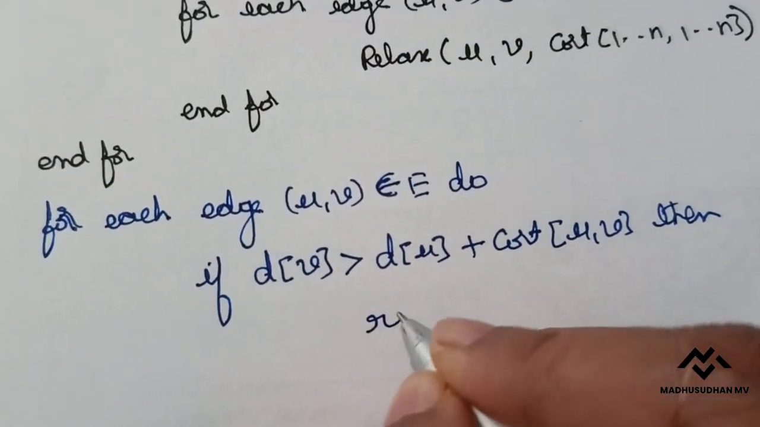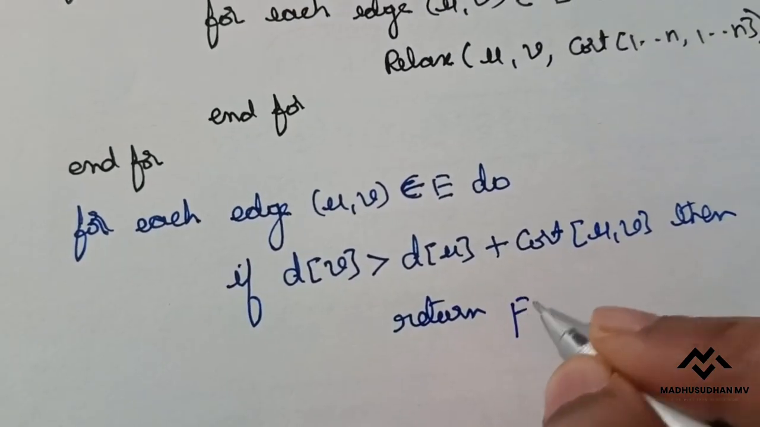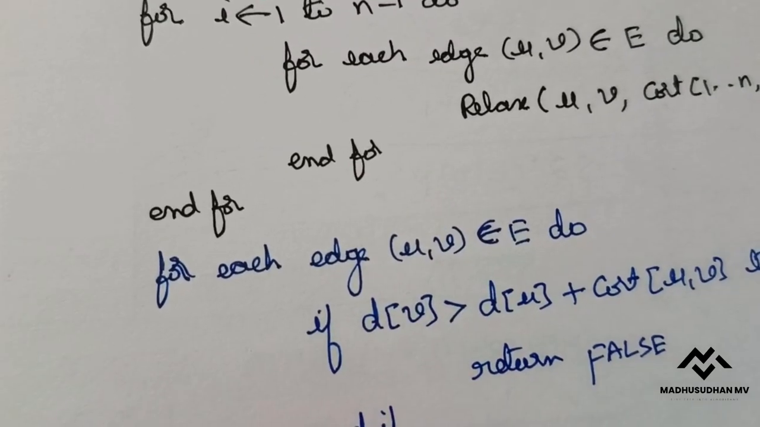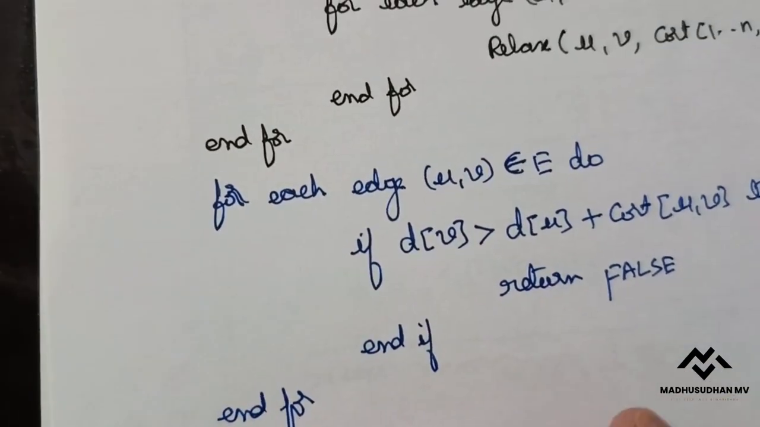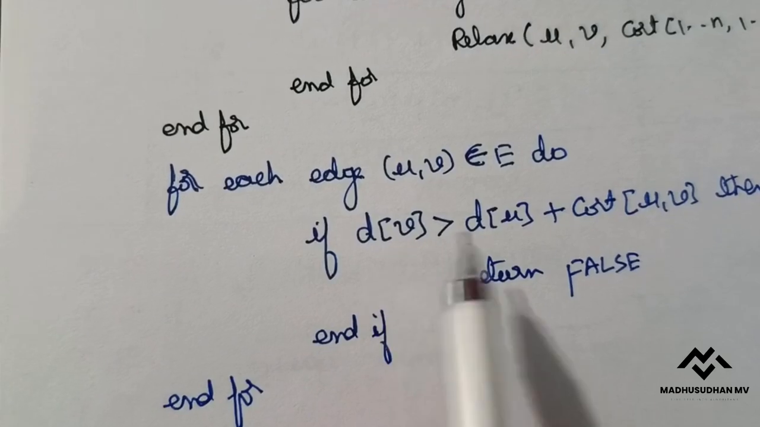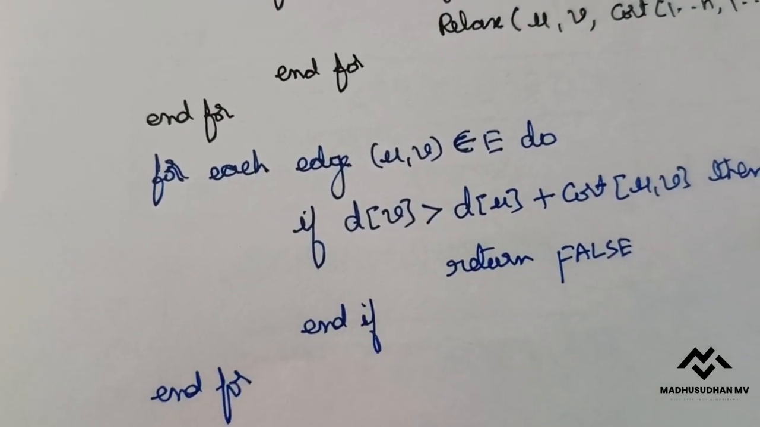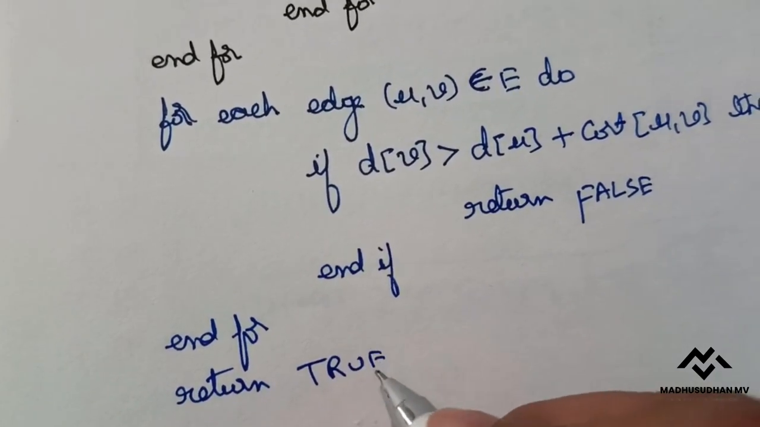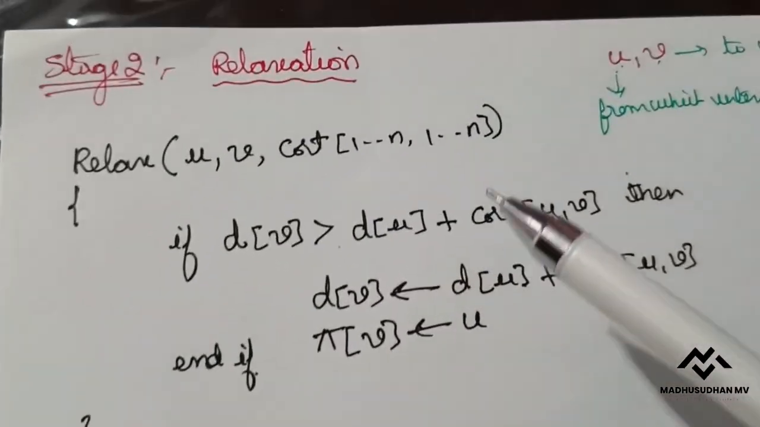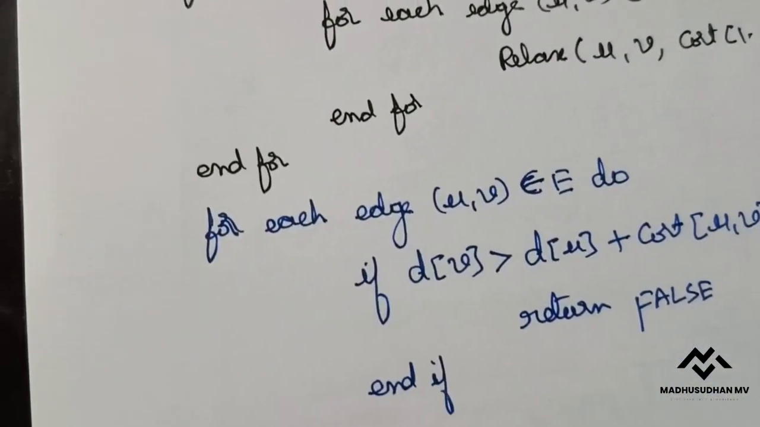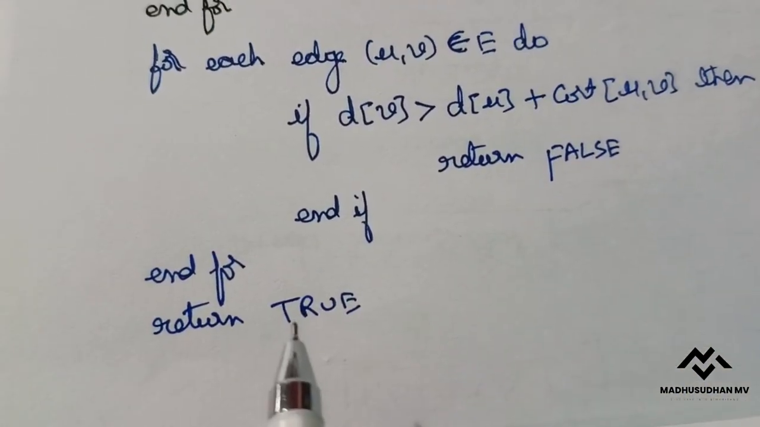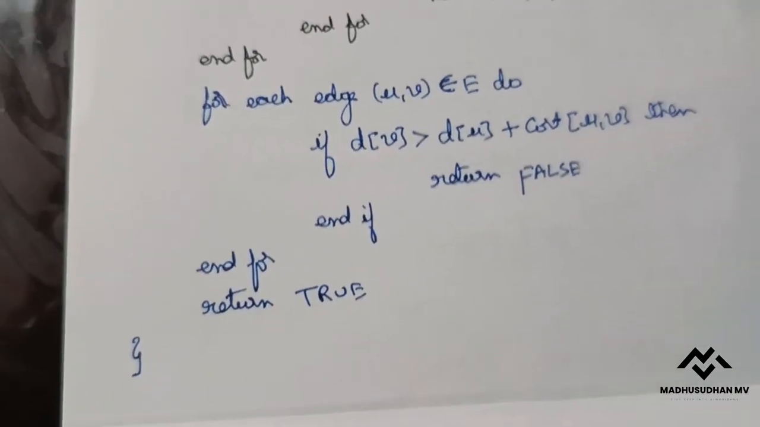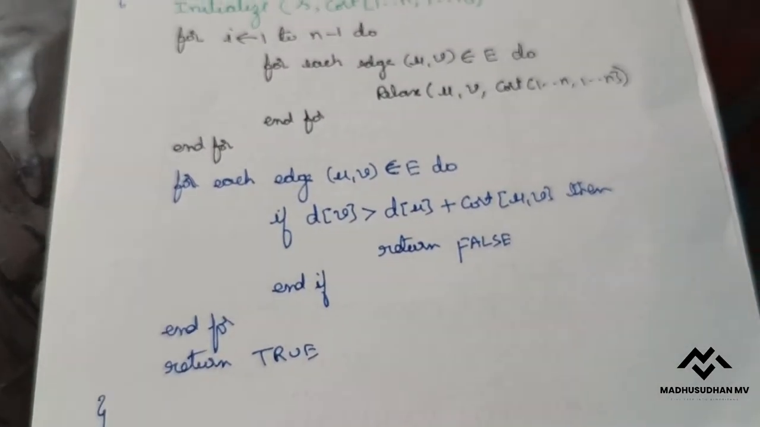So return false. End if, end for. After checking all the edges, if this condition is not true, it comes out of the for loop and then returns true. That means whatever shortest distance we found in this relaxation is correct, which means it does not have a negative cycle. So this is the indication and this is the end of the algorithm. Now this is the complete algorithm.